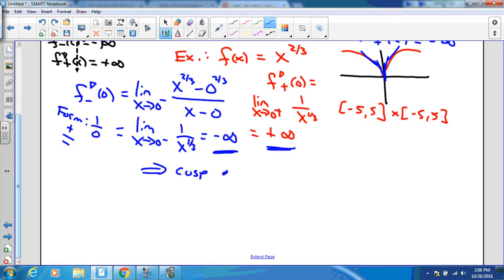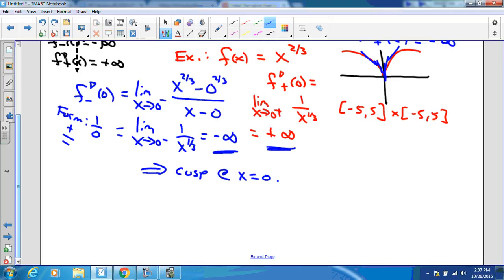Why not a sharp corner? Because to have a sharp corner, I need to have finite values that are different from each other. So if I had gotten -1, +1, -2, +2, +3, and +4, any two finite values that are different from each other, that would indicate that I have a corner. So this is like a corner, but it's more specific than that because it involves vertical tangency as well.